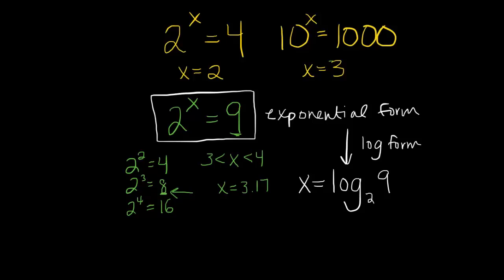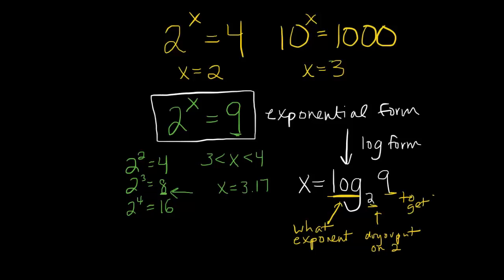That simply says, what exponent do you put on 2 to get 9? It's kind of weird. We answered the question with another question. But the answer to that question is x. X is the exponent you put on 2 to get 9.